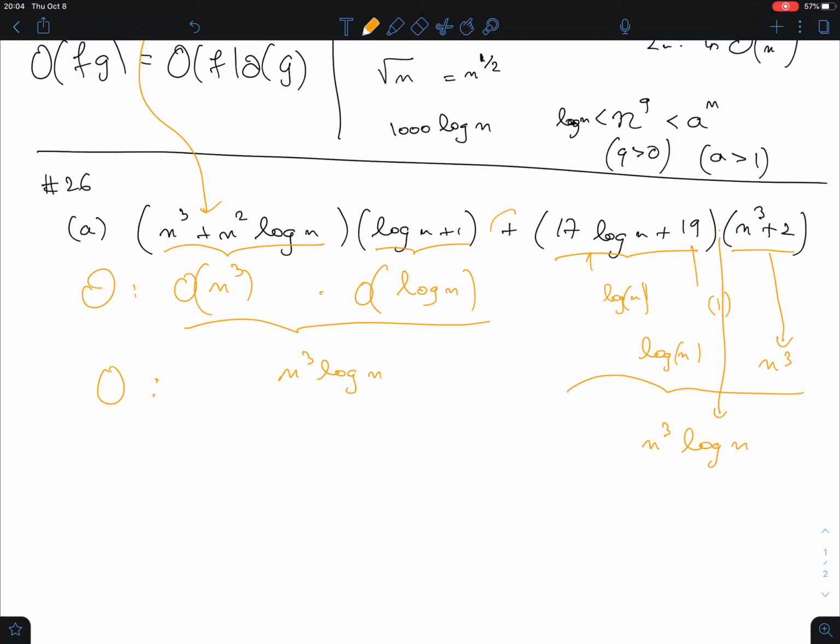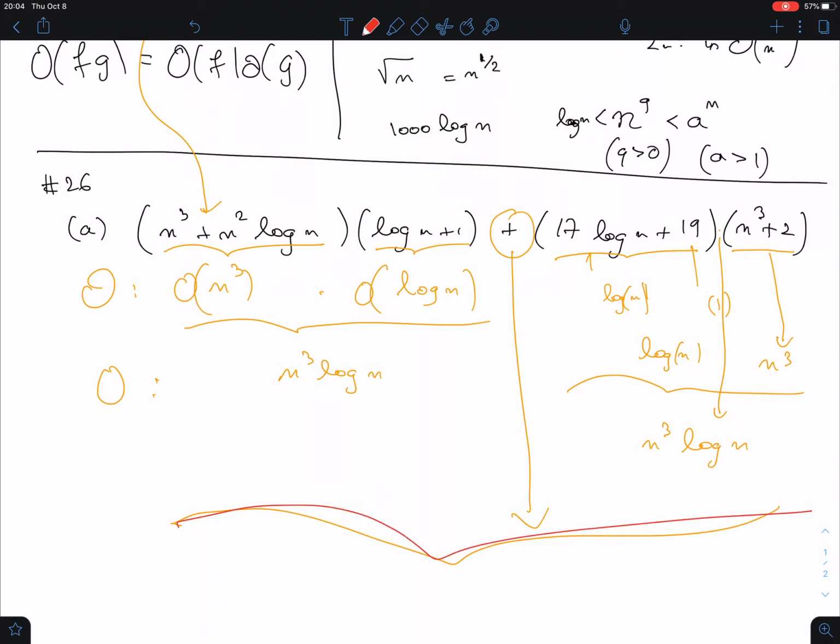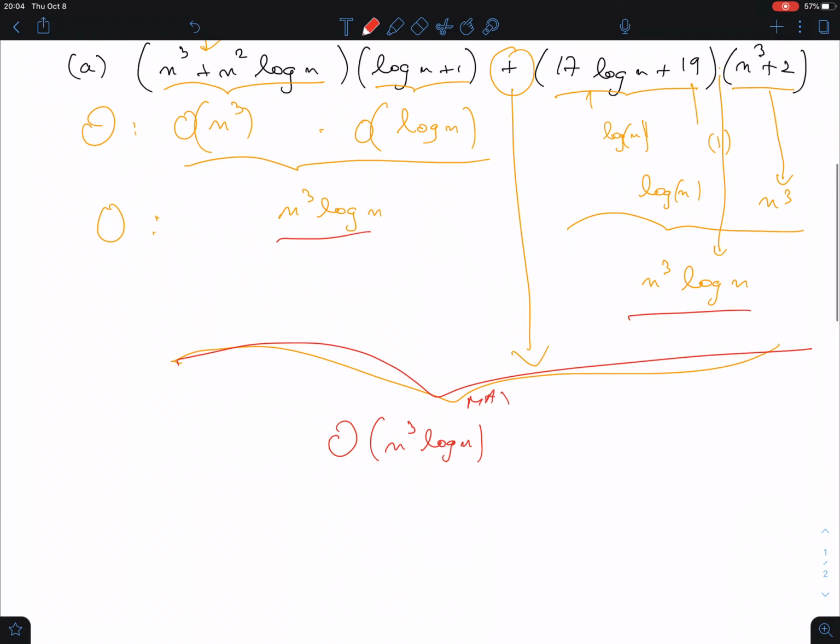Okay, and then finally we have to talk about this plus. That's how we put everything together, right? So this is how we put everything together. It's a plus. That means we have to take the max. So the conclusion is this is O of n cubed log n. Okay, that was for A.